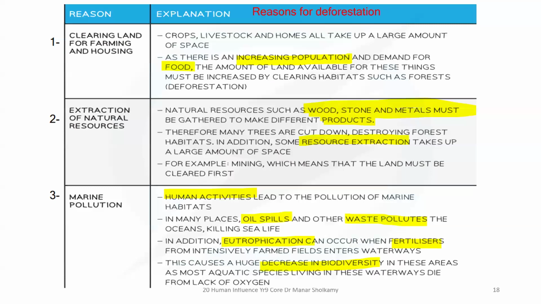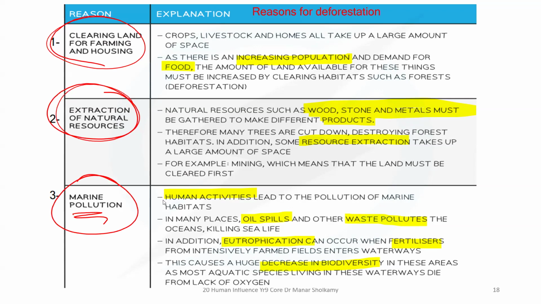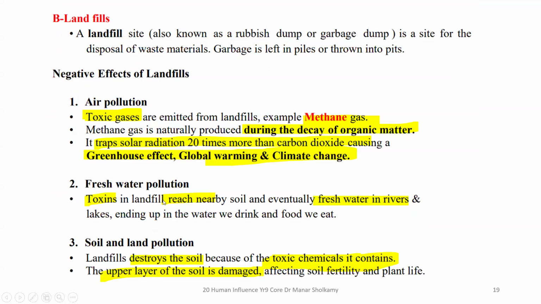Where are we? Okay. Now, reasons for deforestation. We said it. We will cut down trees for more farms and more houses. We want to extract natural resources, and it's going to cause marine pollution or water pollution. I think we mentioned that. Another type of pollution. We are polluting our land. Now, what are we studying in this lesson? How we are polluting our air, our land, our waters.